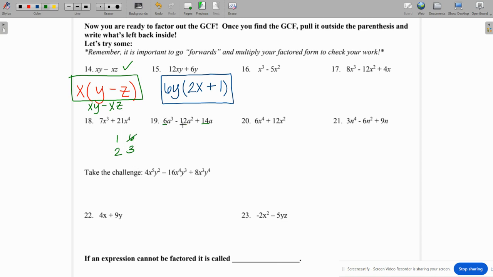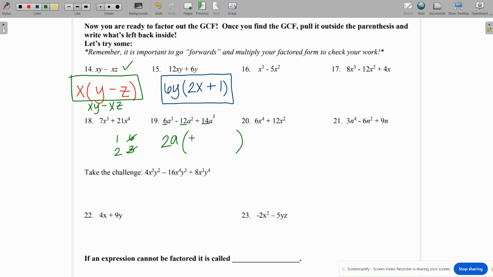3 is a factor of 12, but not a 14. So that's not going to work. 2 is a factor of all. So 2 is going to be part of our GCF. A cubed, A squared, and A, that means out of all 3 of these, the largest exponent is a 1. So A is going to be part of your GCF. And then we should have 3 terms inside.